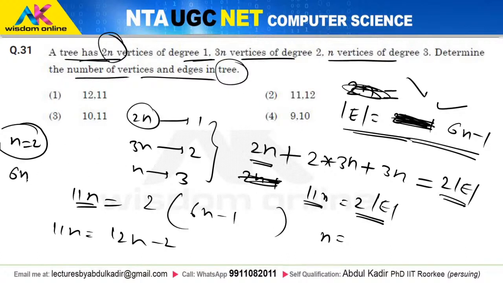Number of vertices is 6n, so the number of vertices will be 12. So the answer will be this, because the number of vertices will be 12. So the number of edges will be 11. Yes, so this is correct.